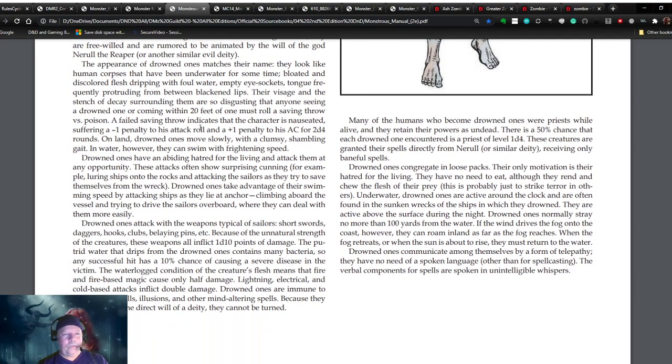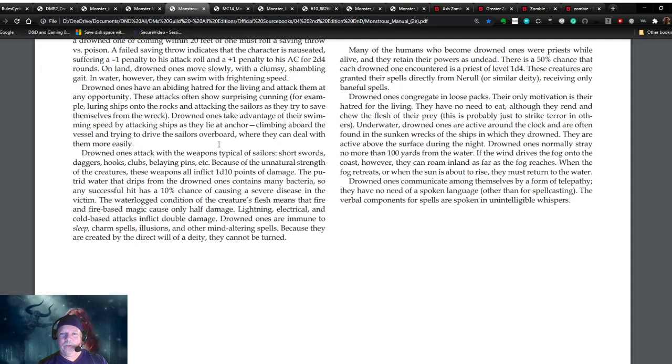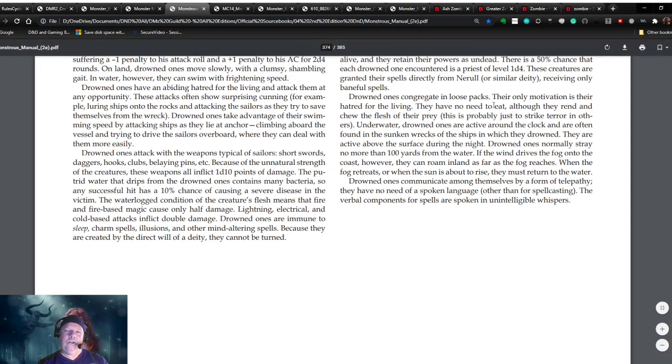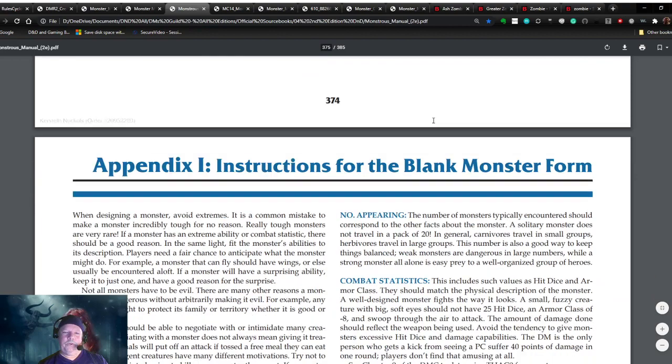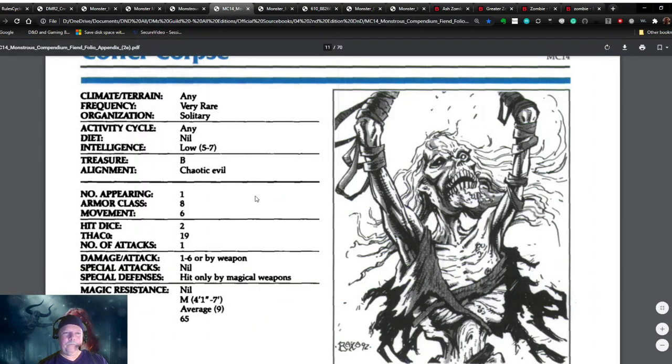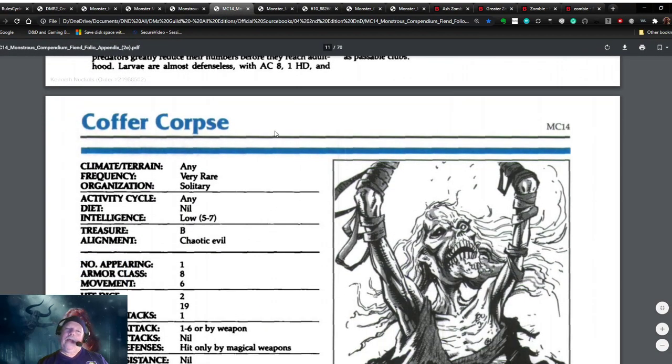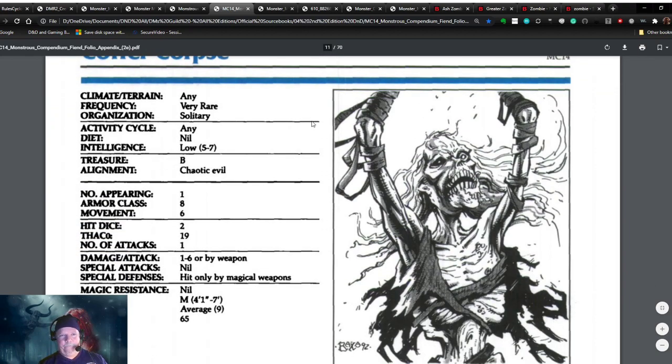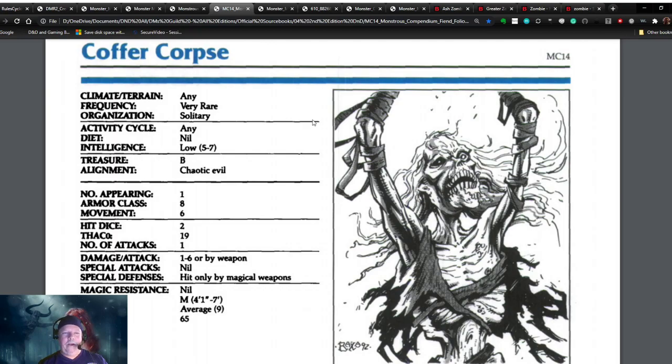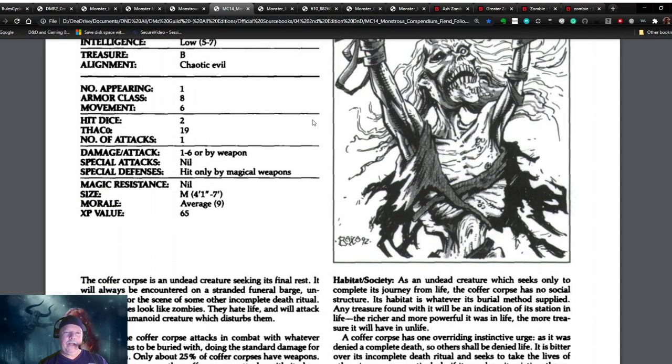And then, yeah, they congregate in loose packs similar to crews. Well, now also in second edition, we have the Coffer Corpse. Well, what is the Coffer Corpse, you might ask?